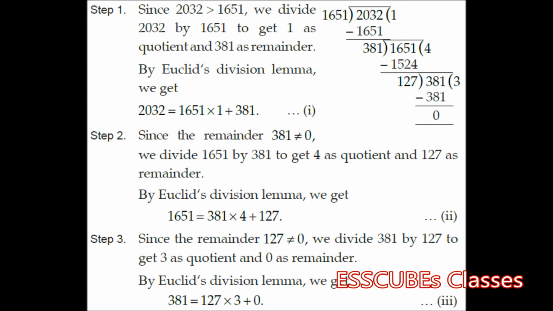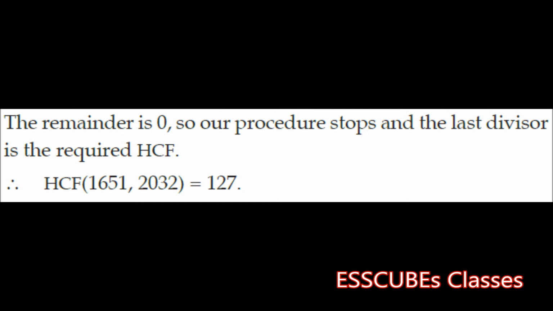And what do we find? That thrice 127 will give me a remainder 0. That means this actually stops my calculation because I have now got a remainder 0, which means 127 happens to be my HCF. So the remainder is 0, and the HCF between 1651 and 2032, these two numbers, is 127.